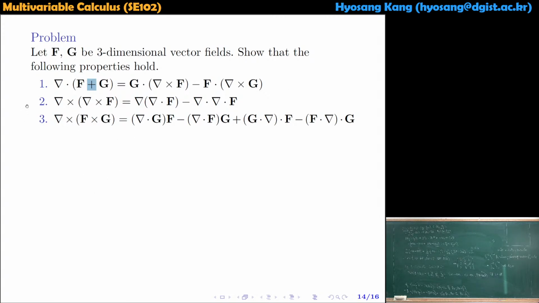So try problems 2 and 3 using a similar technique, showing that F and G are vector fields whose coordinates are P, Q, R, and A, B, C, and then show that the left and right-hand sides are the same.